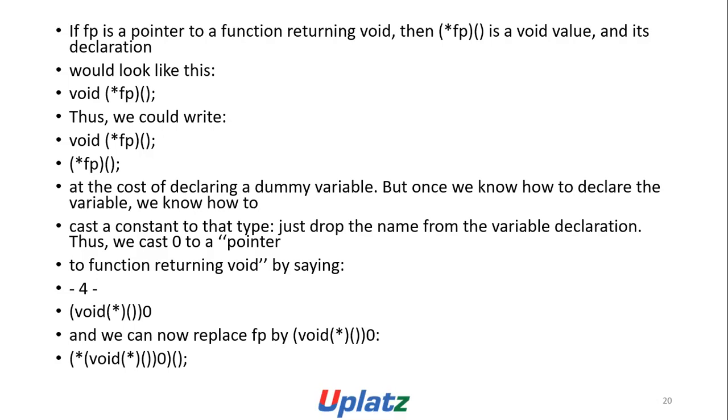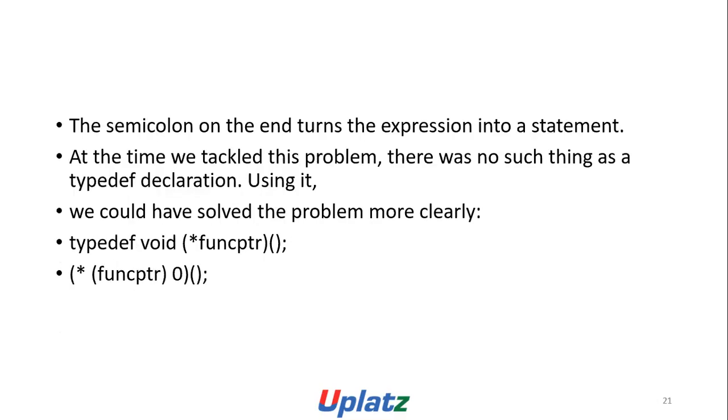Thus, we cast 0 to the pointer to function returning void by saying void (*)(), and we can now replace fp by (void (*)())0, giving (*(void (*)())0)(); The semicolon on the end turns the expression into a statement.